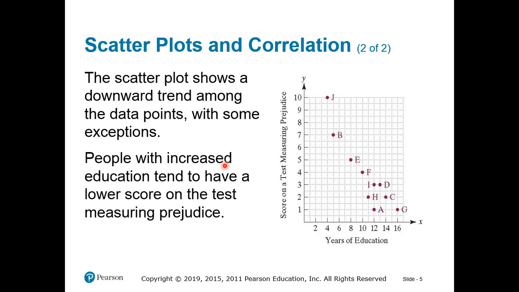Now, this scatter plot shows a downward trend among data points, with some exceptions. People with increased education tend to have a lower score on a test measuring prejudice. This is some sort of diagnostic test, and we have years of education. As years of education increases, the score on this test seems to go down. So there seems to be a relationship between these two variables.